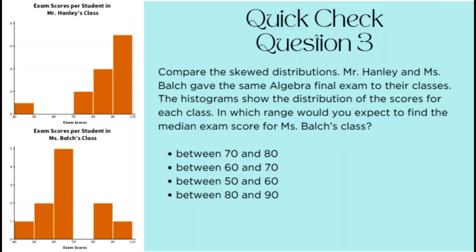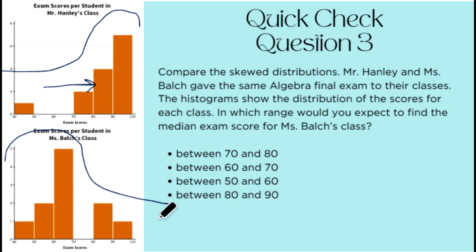Here's quick check question number 3. Compare the skewed distributions. Mr. Hanley and Miss Balch gave the same algebra final exam to their class. The histograms show the distribution of the scores for each class. In which range would you expect to find the median exam score for Miss Balch's class? So again, this one is going to be left skewed. This one is going to be right skewed. The median's going to be shoved more this way for Mr. Hanley's class. The median's going to be shoved more that way for Miss Balch's class.